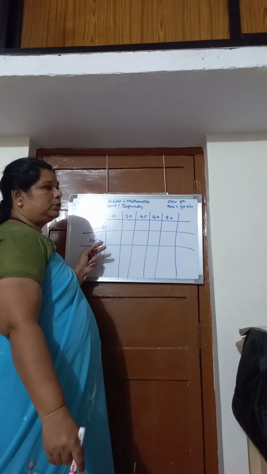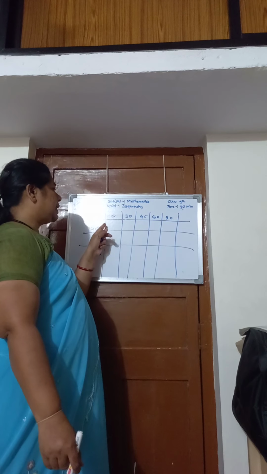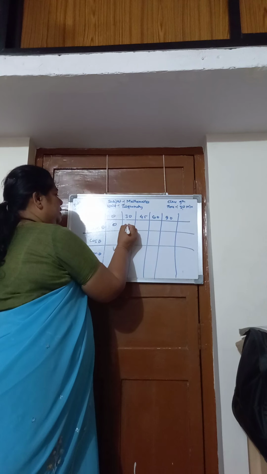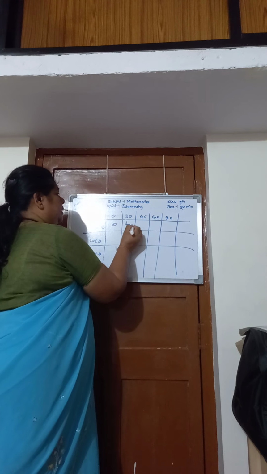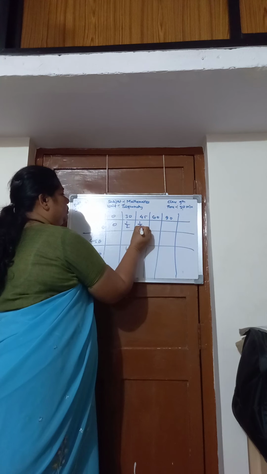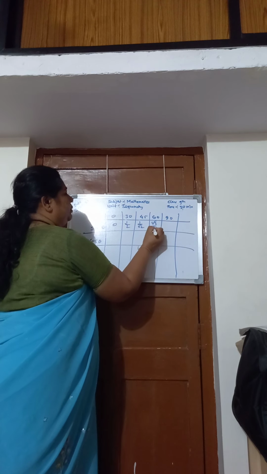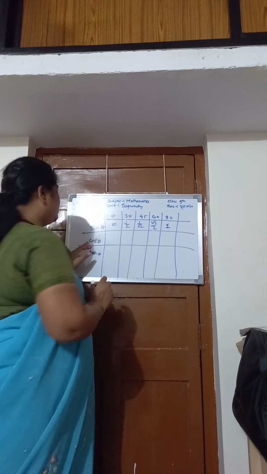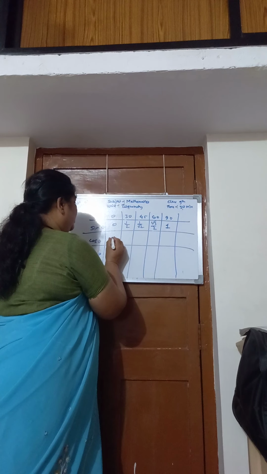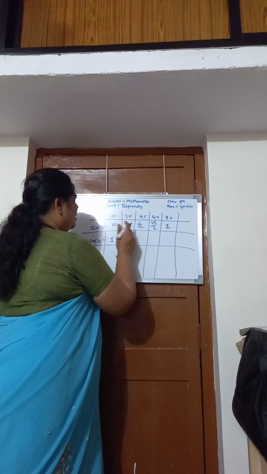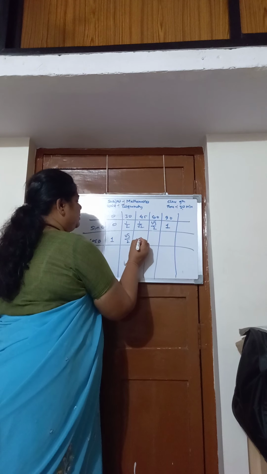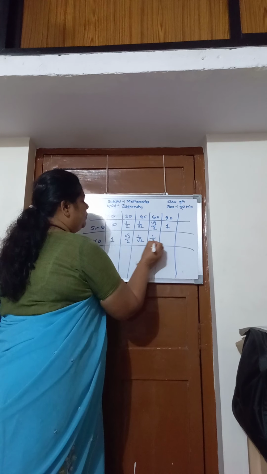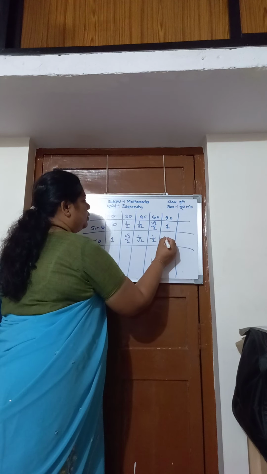Sin theta is equal to, we have to put here sin 0. Sin 0 equals 0. Sin 30 equals 1 by 2. Sin 45 equals 1 by root 2. Sin 60 equals root 3 by 2. And sin 90 equals 1. Then take cos theta. Cos 0 equals 1. Cos 30 equals root 3 by 2. Cos 45 equals 1 by root 2. And cos 60 equals 1 by 2. Cos 90 equals 0.